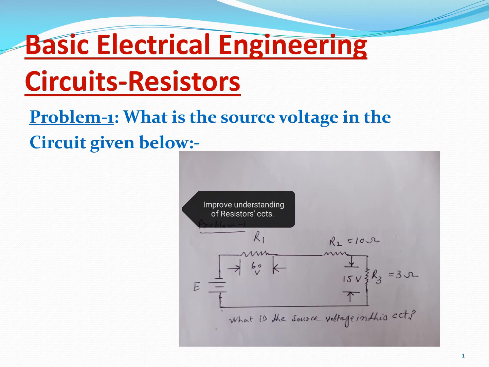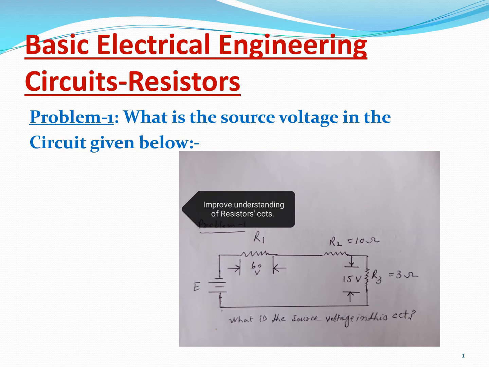Problem number 1 is, what is the source voltage in the circuit given below? Now if you see, we had drawn the circuit, a series circuit, R1, R2, R3, and then the voltage, which is obviously E, unmarked, and this is what we are looking for, that what is its value.